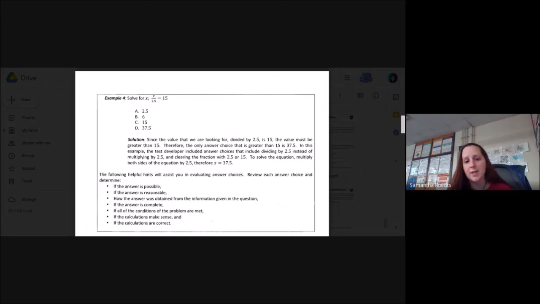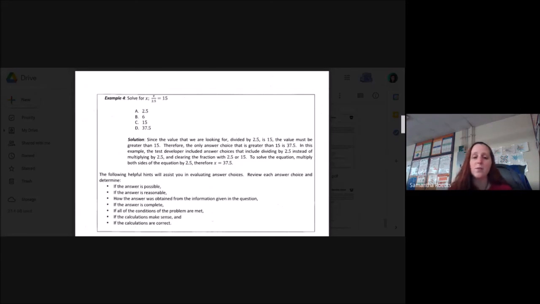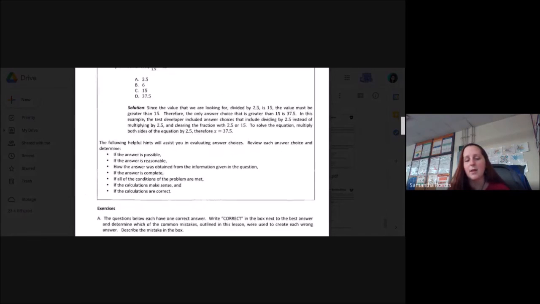Another thing that you can do because they gave you answer choices is substitute each of these values in for x and solve to see if you get 15. 37.5 is still going to be your correct answer. The following helpful hints will assist you in evaluating answer choices. Review each answer choice and determine if the answer is possible, if the answer is reasonable, how the answer was obtained from the information given in the question, if the answer is complete, if all the conditions of the problem are met, if the calculations make sense, and if the calculations are correct.